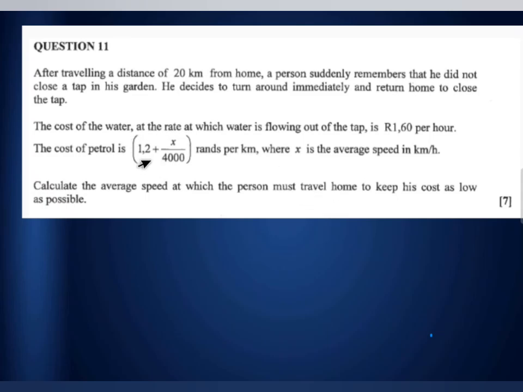All right, here is another question. They said after traveling a distance of 20 kilometers from home, a person suddenly remembers that he did not close the tap in his garden. So let's picture that this is home and he traveled 20 kilometers. When he's here, he remembers that he forgot to close the tap in his garden. They said he decides to turn back immediately and return home to close the tap. So it means that he's going to travel 20 kilometers home in order to close the tap.